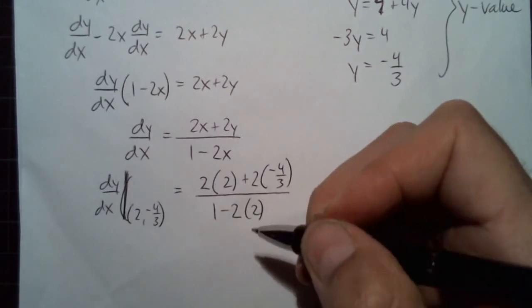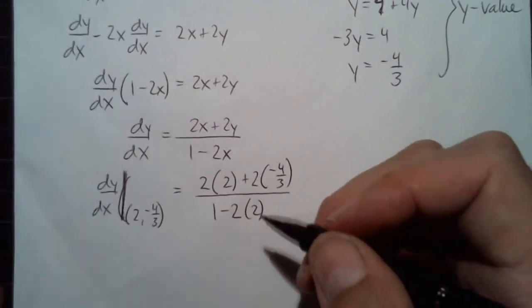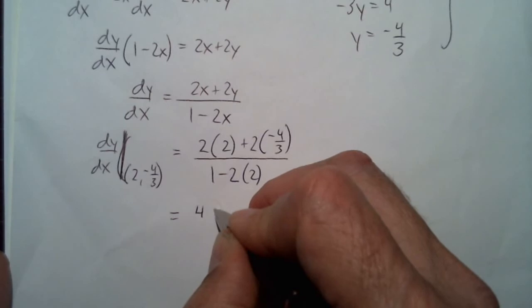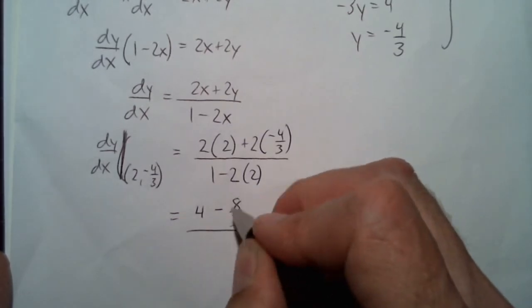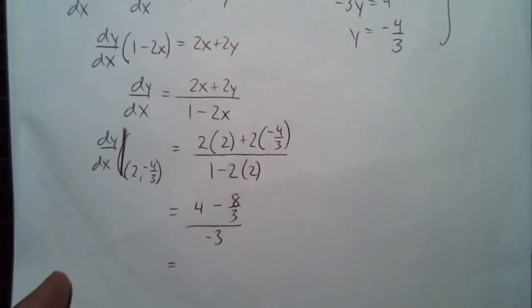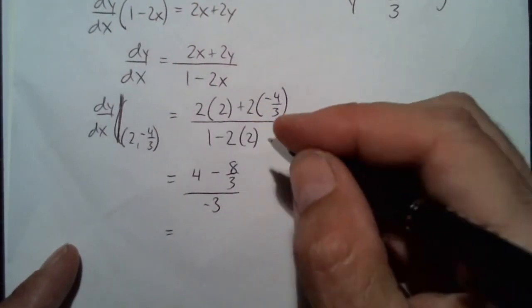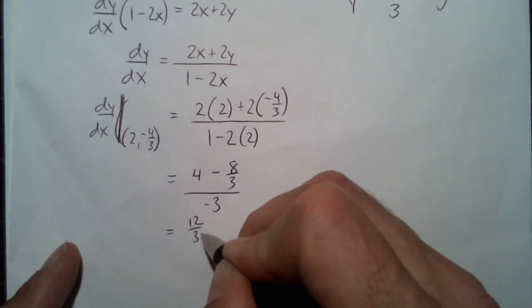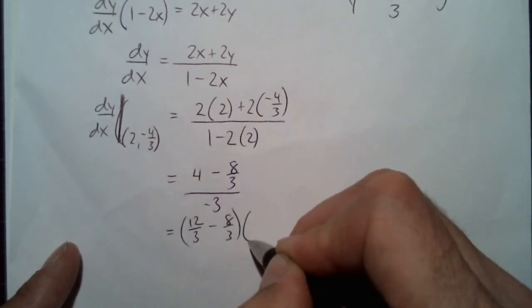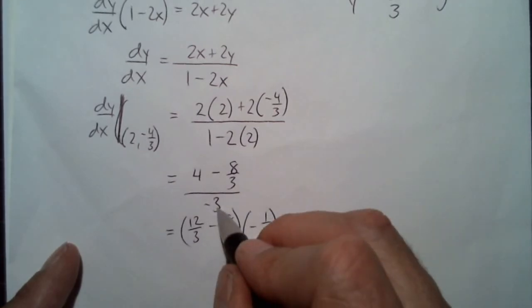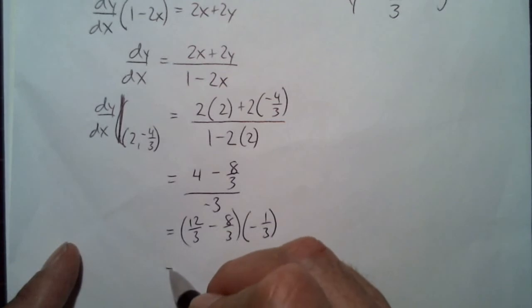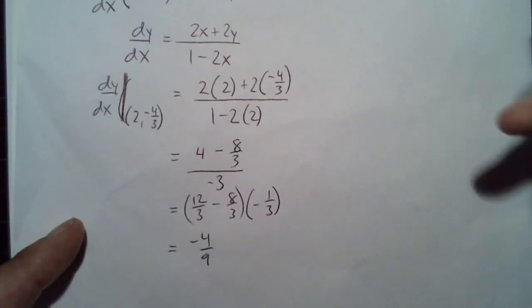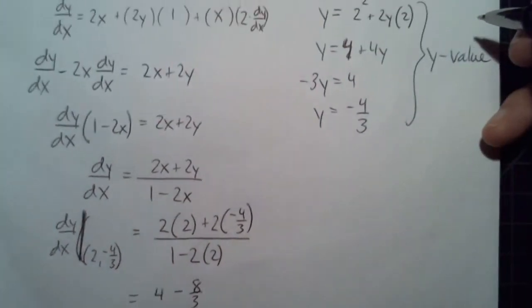X value is 2. And we could just go ahead and write that as 12/3 minus 8/3 times negative 1/3, because dividing by 3 is like multiplying by 1/3, and we have negative 4/9. That's the slope. So now we go back to the point slope formula.